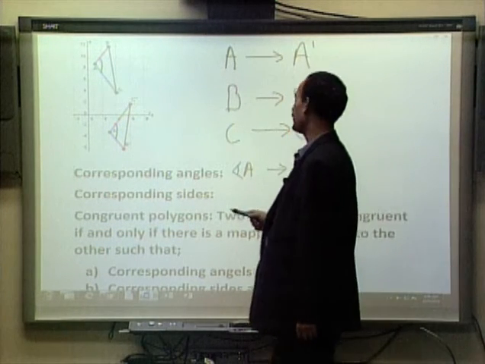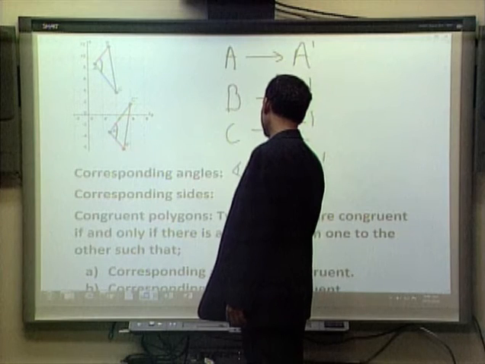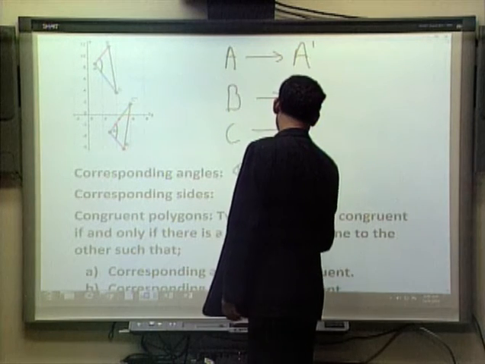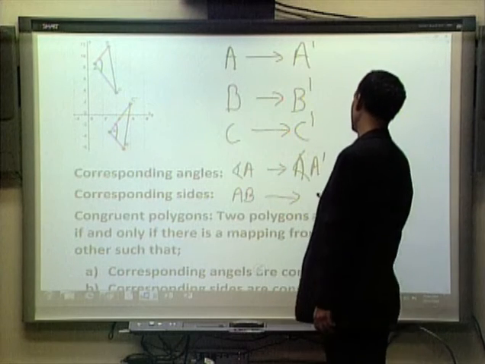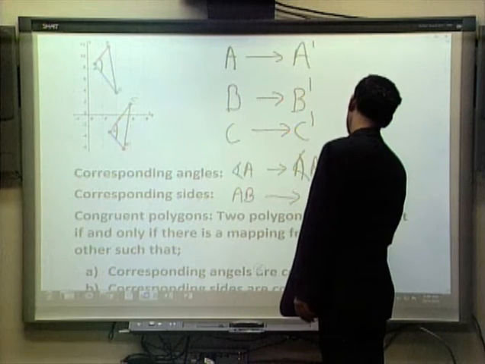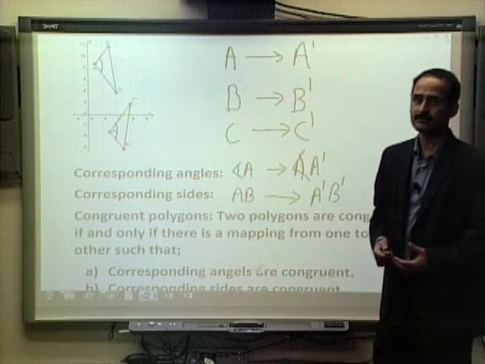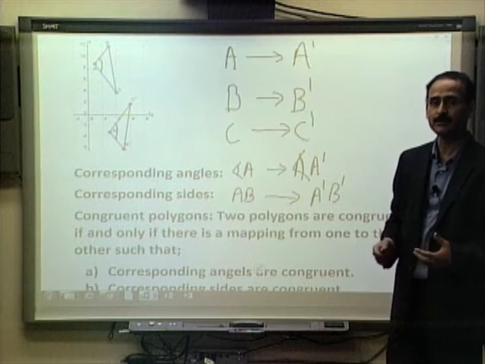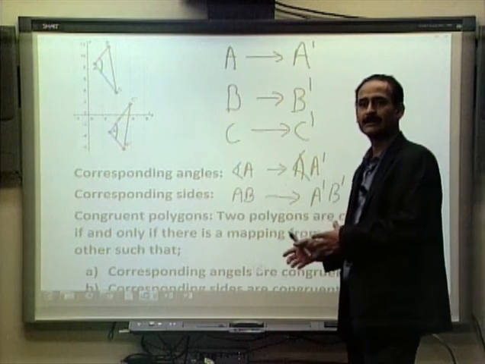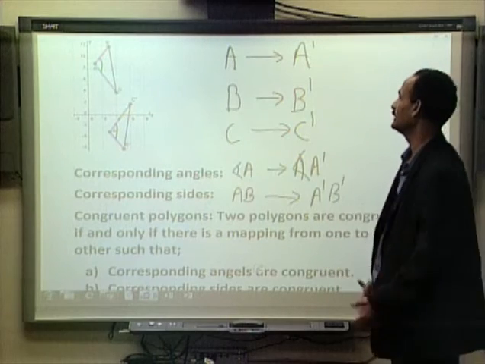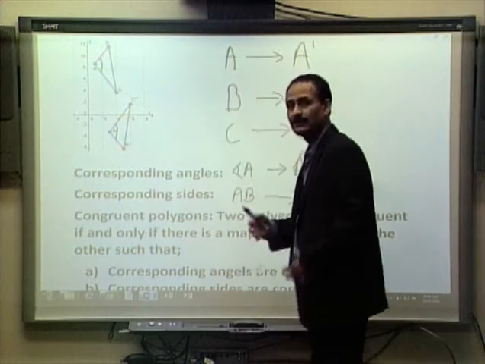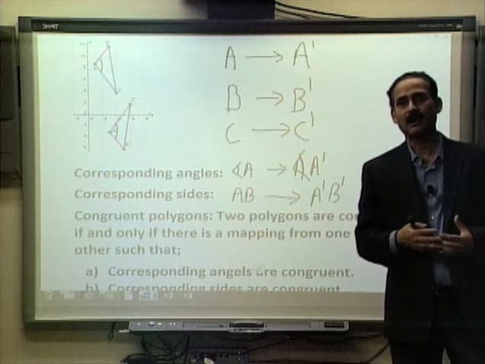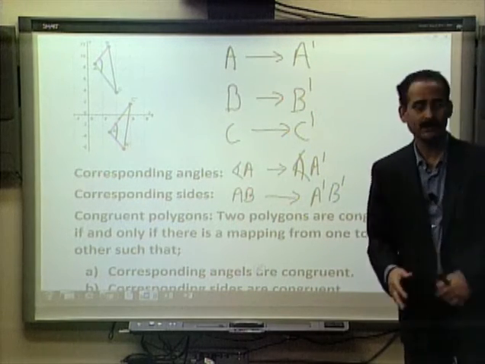Moreover, by corresponding sides we mean AB is moved, AB is transformed from one place to another place and it became A dash, B dash. So, AB and A dash, B dash are said to be corresponding sides. Similarly, BC and B dash, C dash are also corresponding sides.